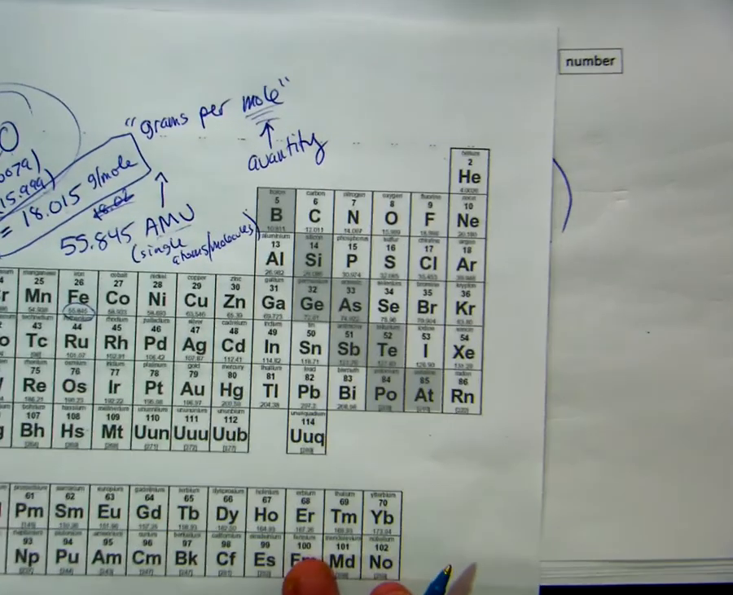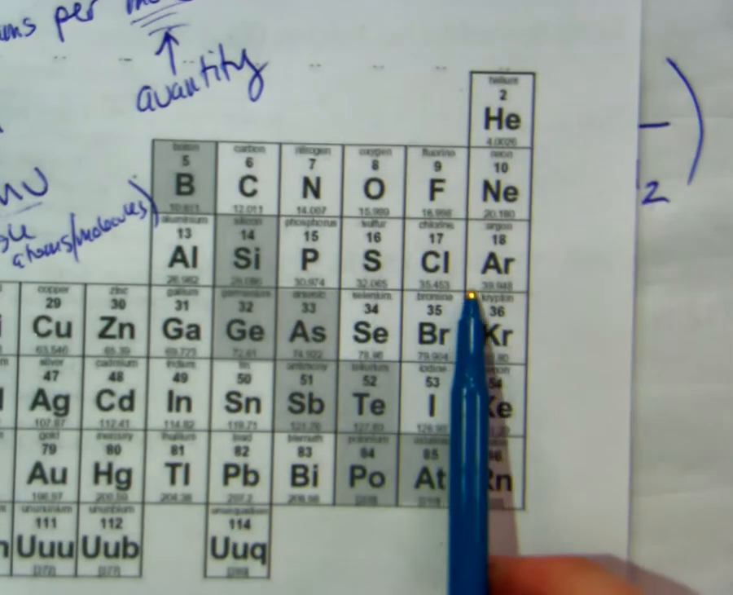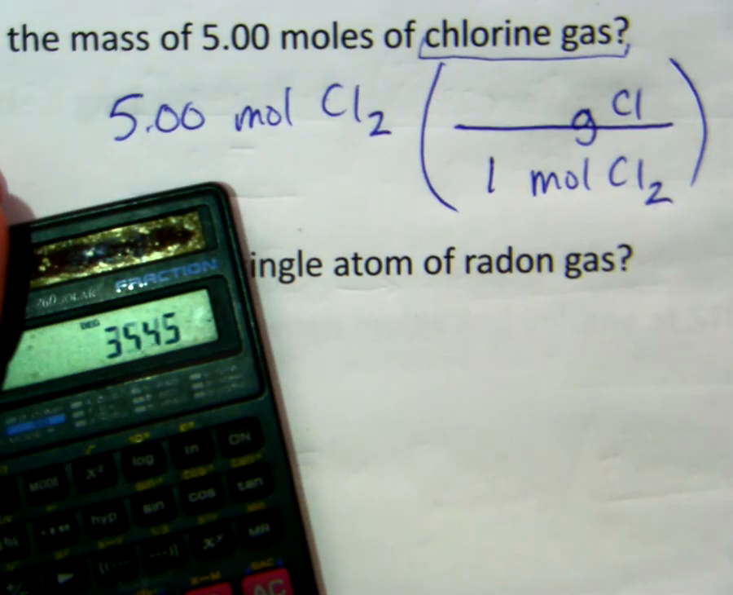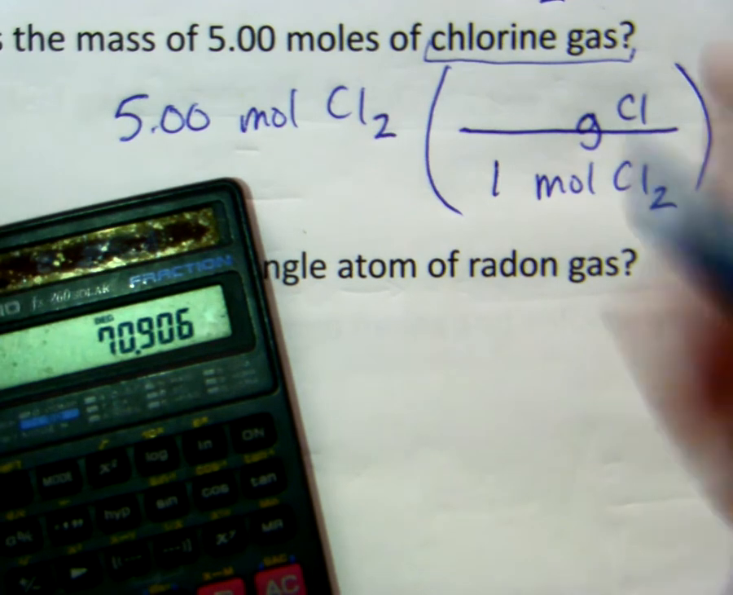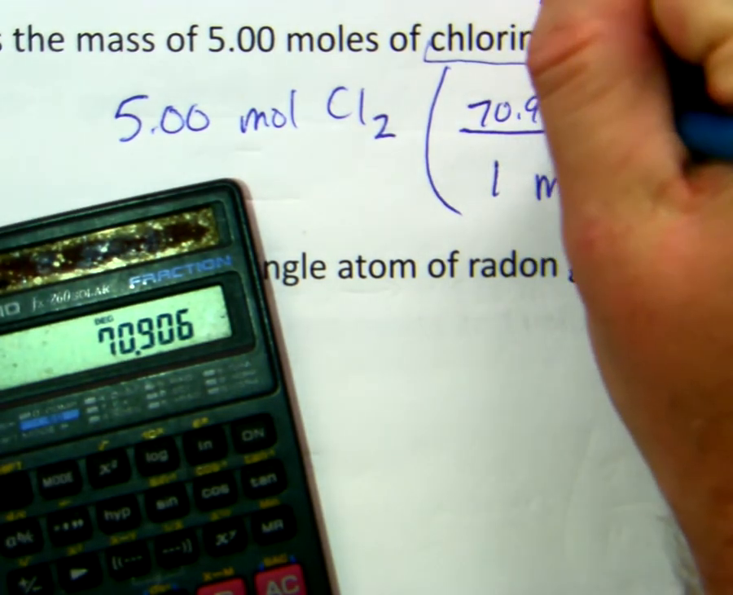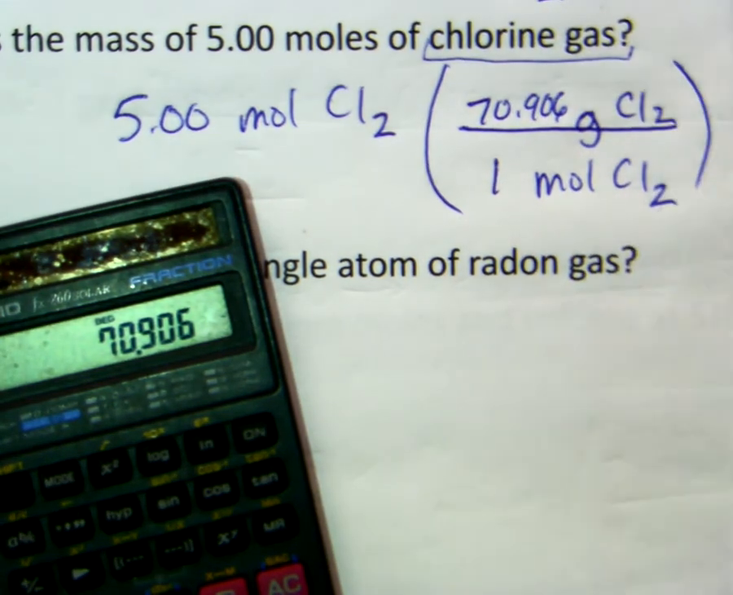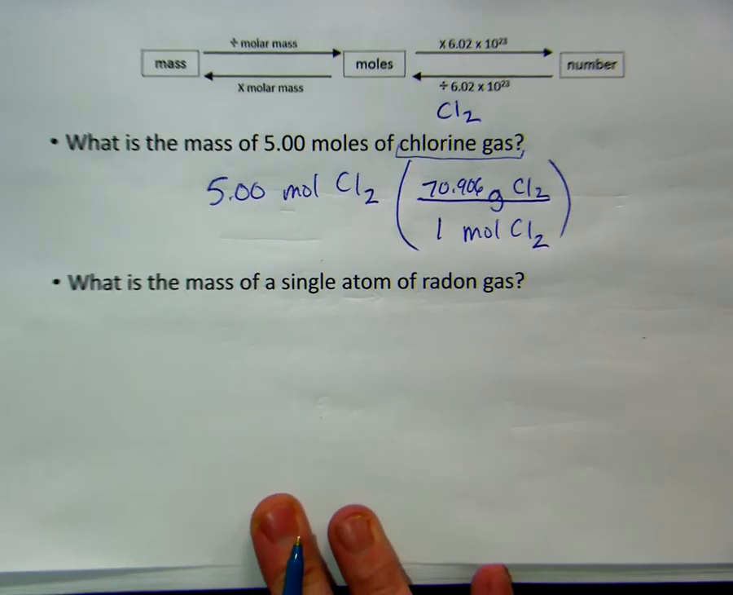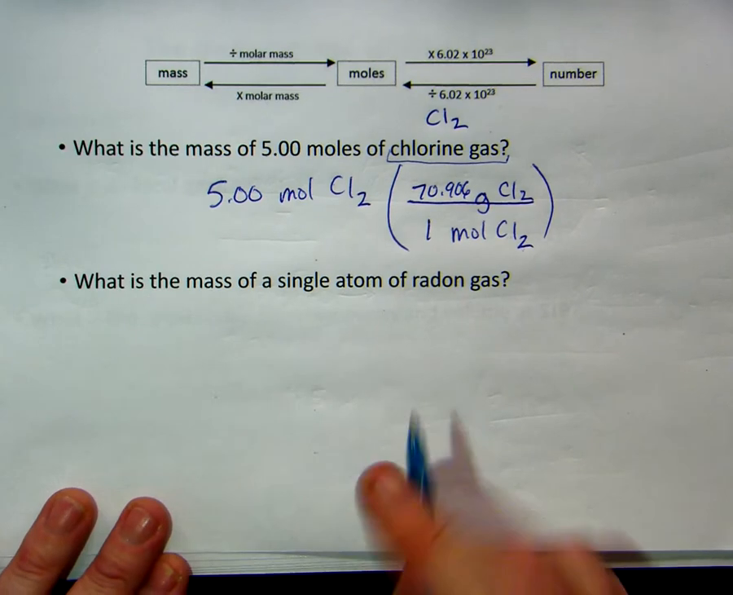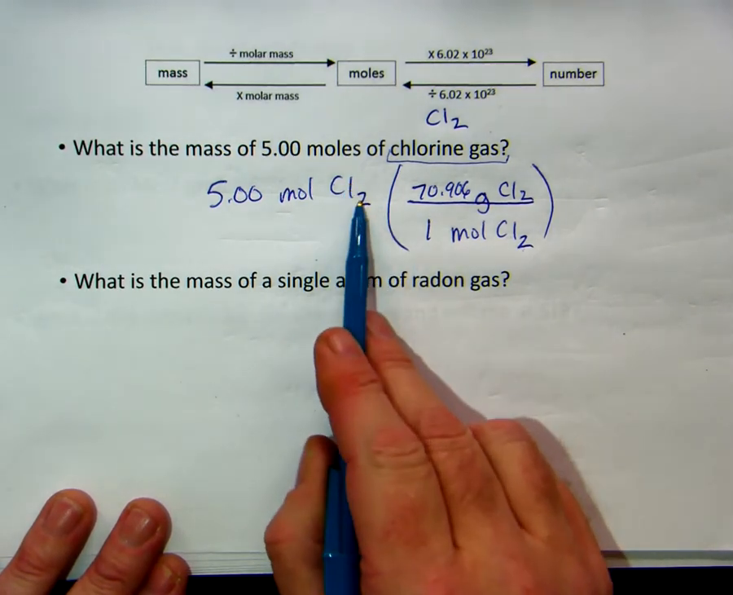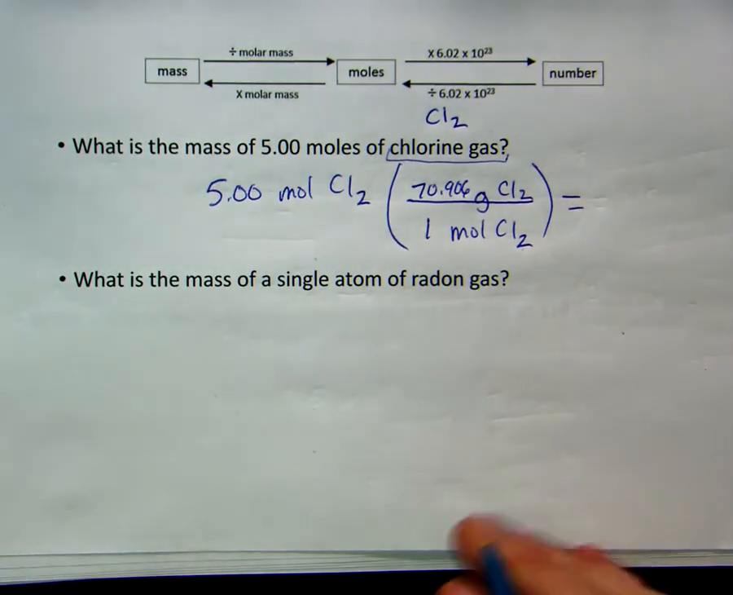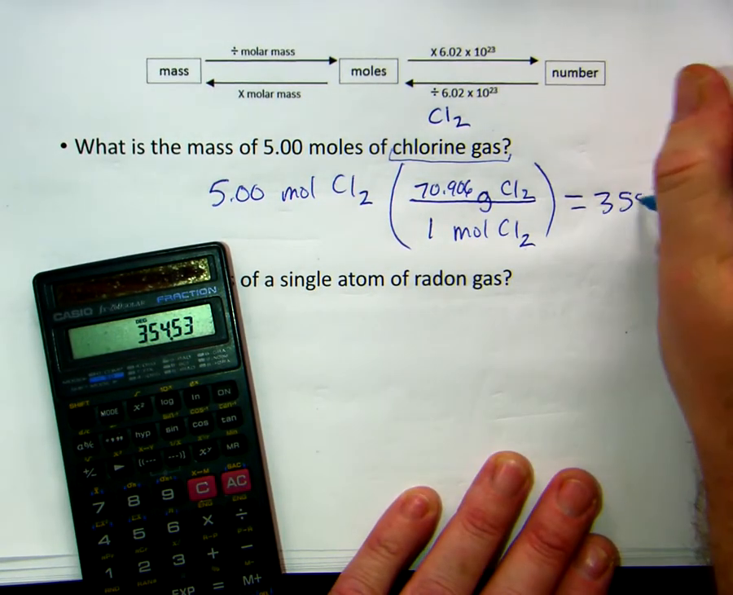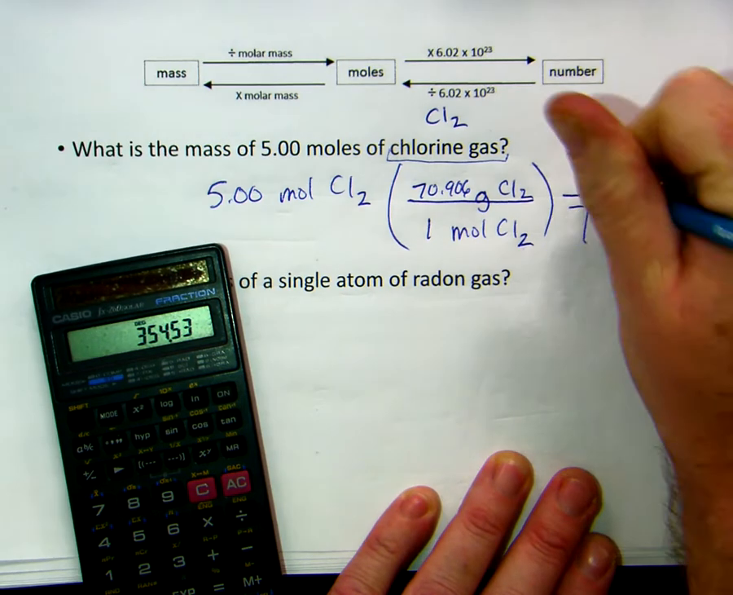So here's chlorine, 35.453. So 35.453 times 2, I get 70.906 for Cl2, which is what we need. So that's what's tricky about it, is we need the mass of chlorine gas, which is diatomic. All right. Anyway, the answer would be 355 grams of Cl2.